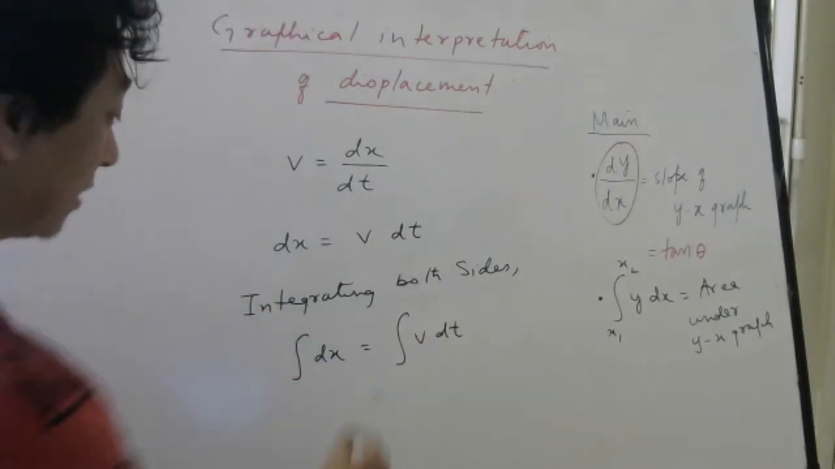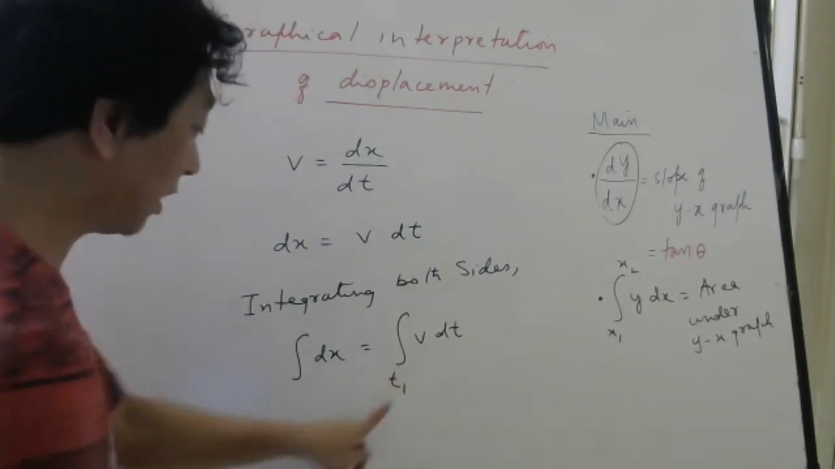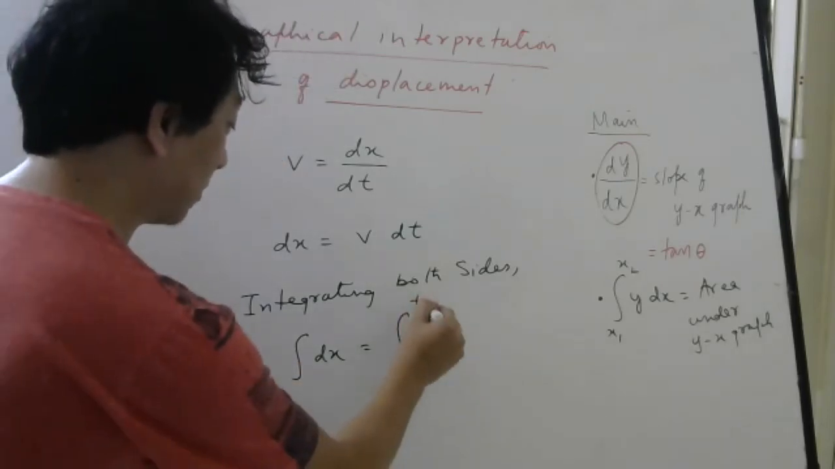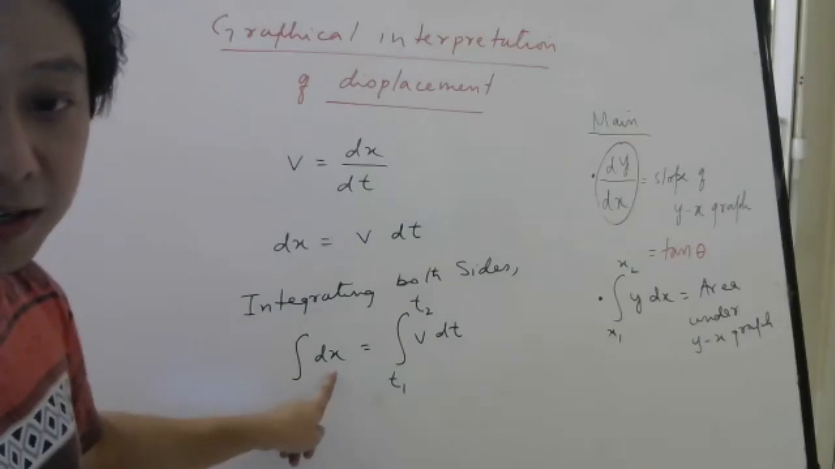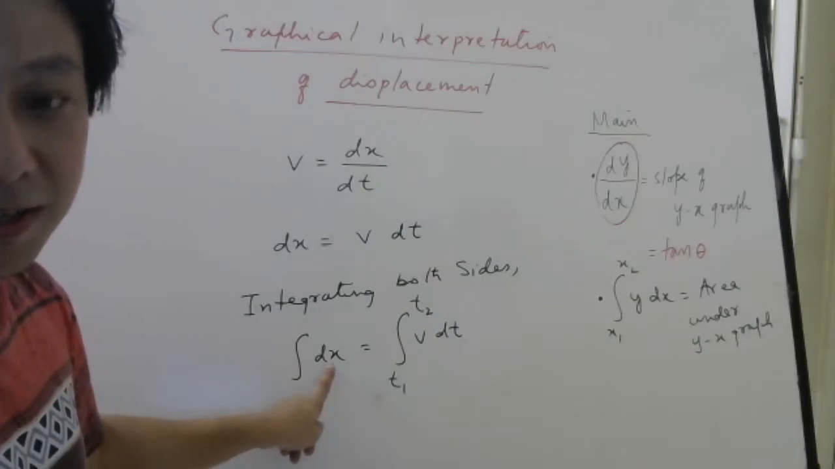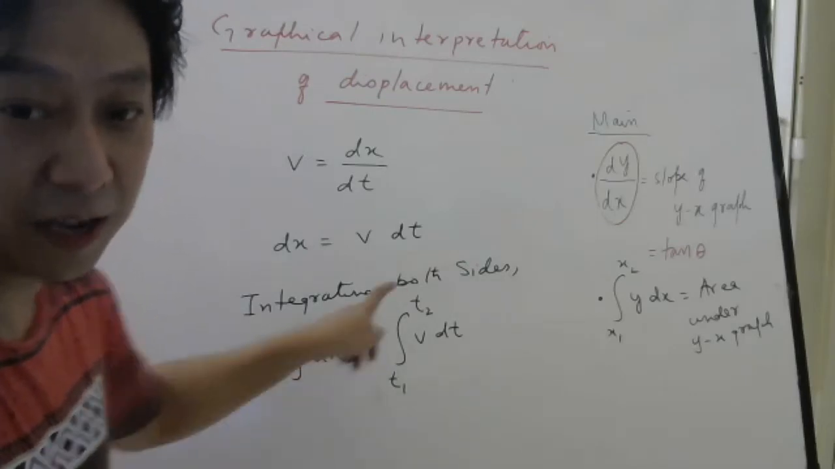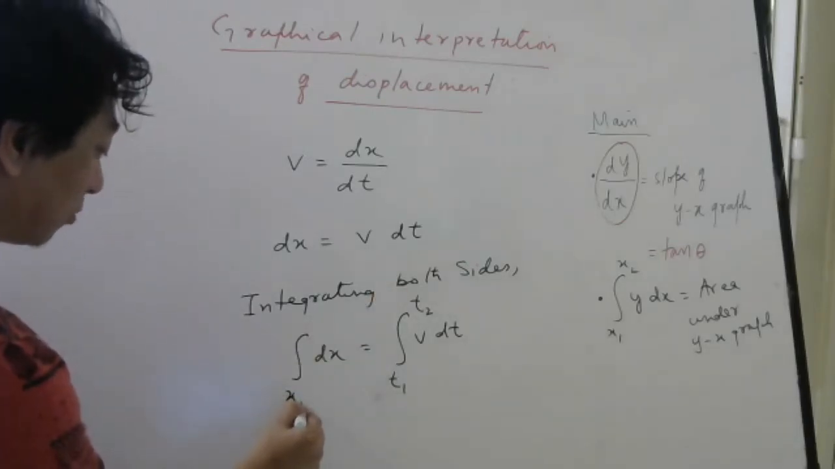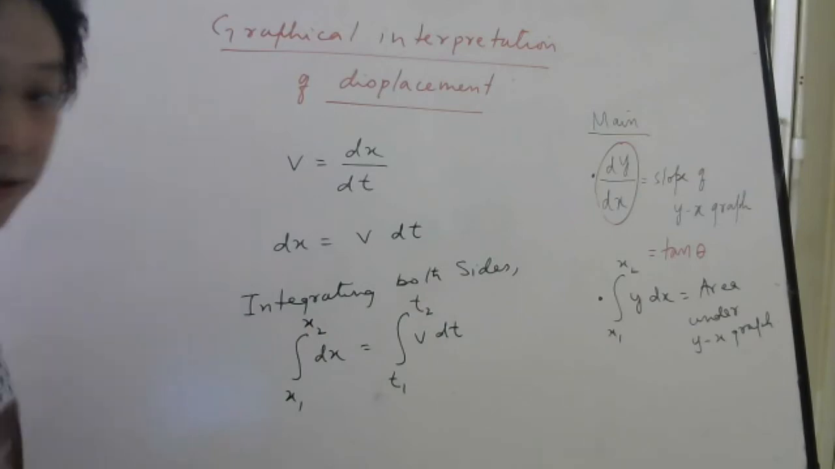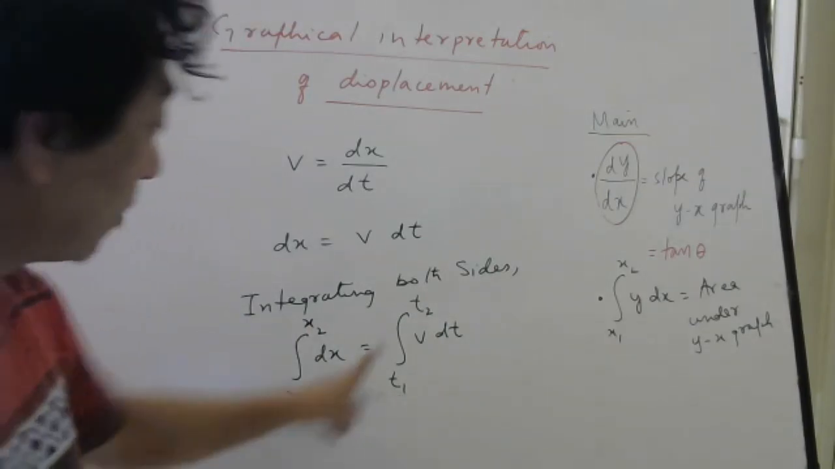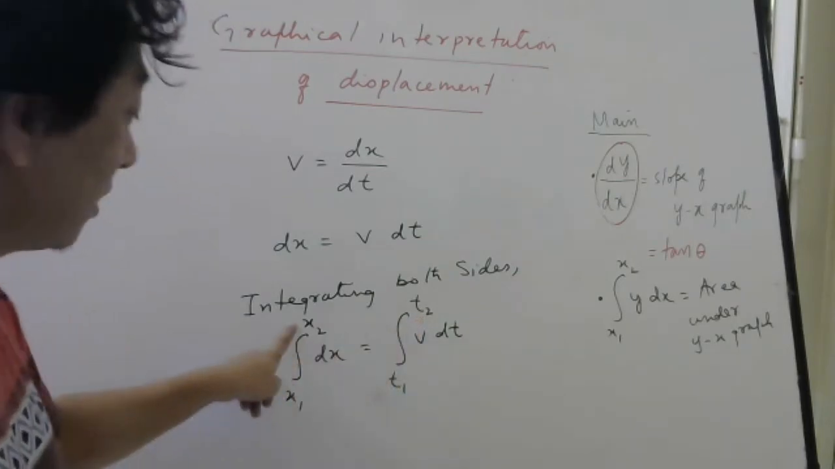Let us say from time t1 to t2. Here the variable is time, remember, so the limits should belong to time. Here, let us say from x1 to x2. That means when time was t1, position was x1. When time is t2, position is x2.